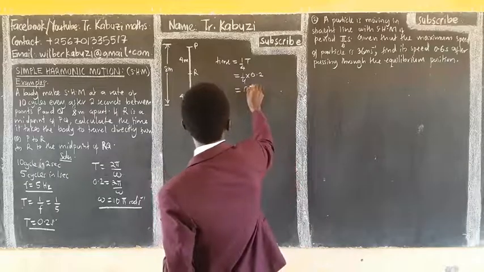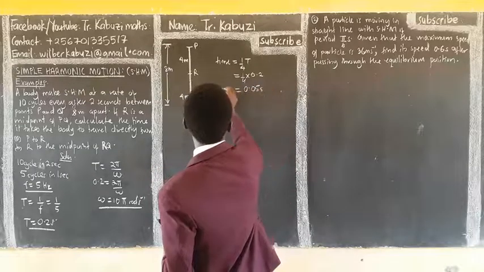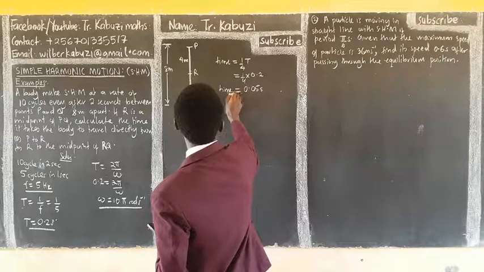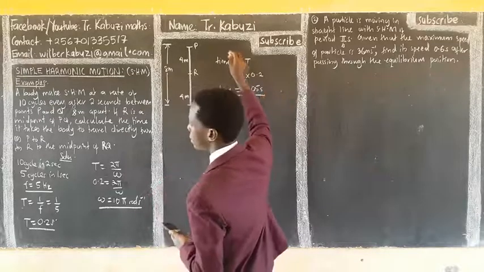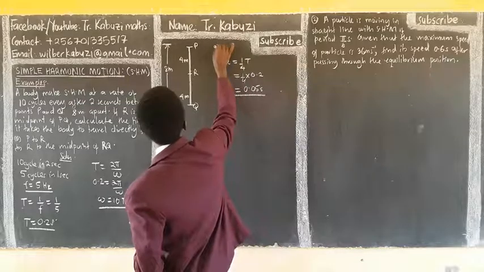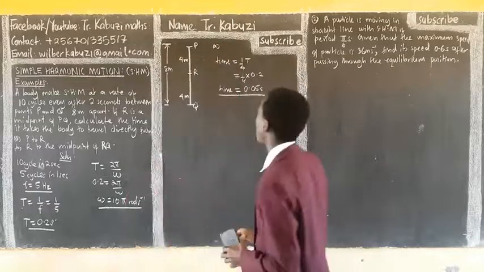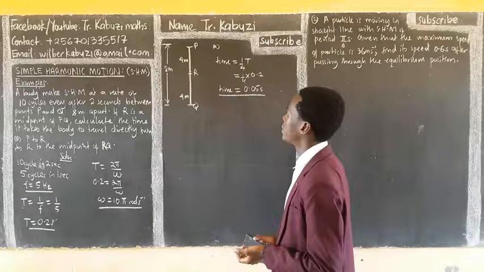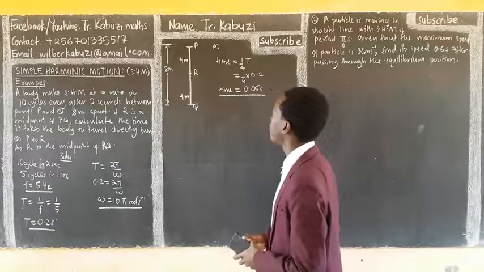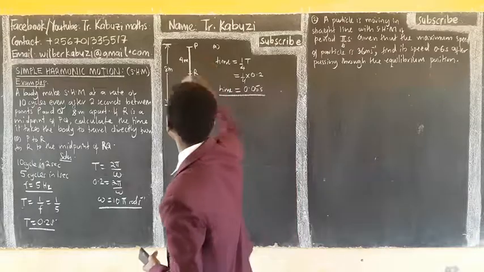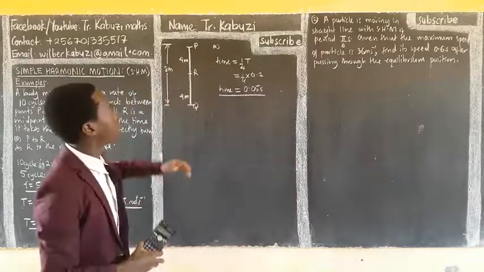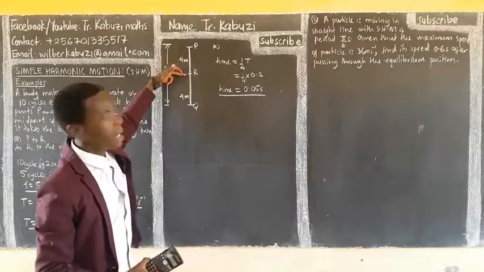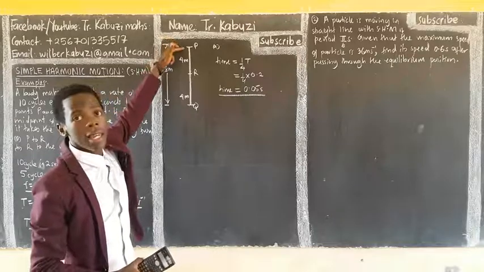I have 0.05 seconds. So the time is 0.05 seconds. This was for part A, from B to R. As simple as that. The other way you can use is the formula for calculating this. Now we are from here up to here. Now we are from the extreme end.